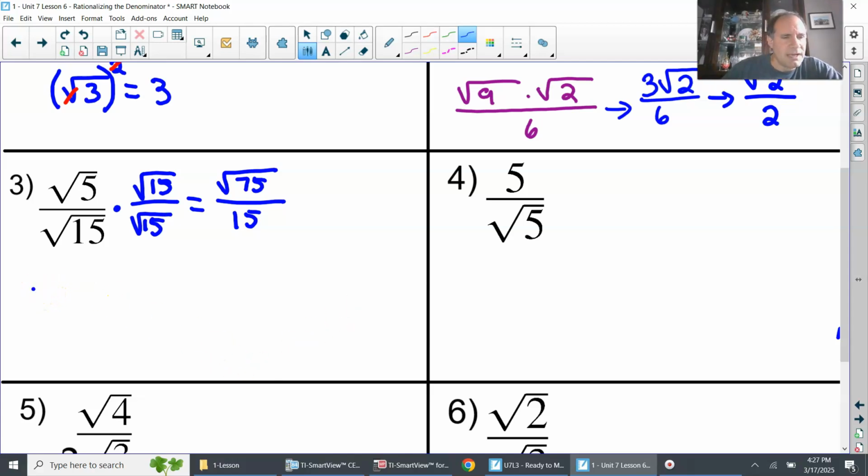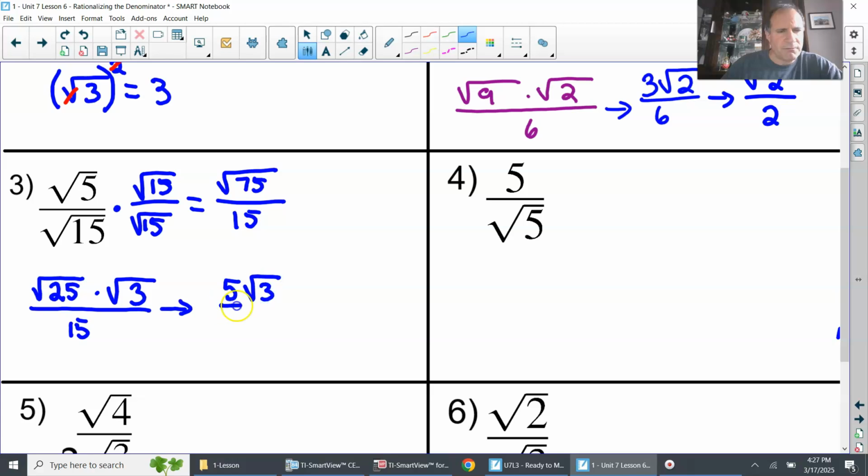So now I'm going to go down here, and 75 needs some work because it's a non-perfect square. You know a perfect square goes directly into that. Square root of 75 has a perfect square of 25. That goes into it, 25 times 3. So we're going to have 5 radical 3 over 15. And we're going to reduce that 5 over 15 to 1 over 3. So we're not going to put the 1. We're just going to put the square root of 3 over 3. And that's your final answer.